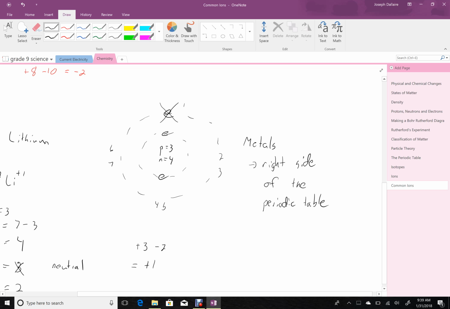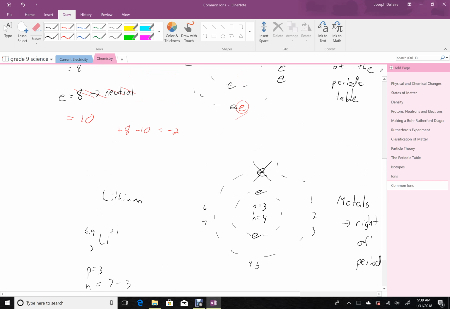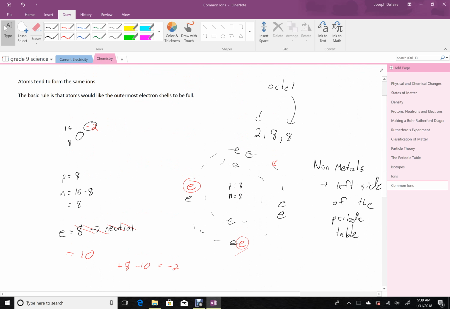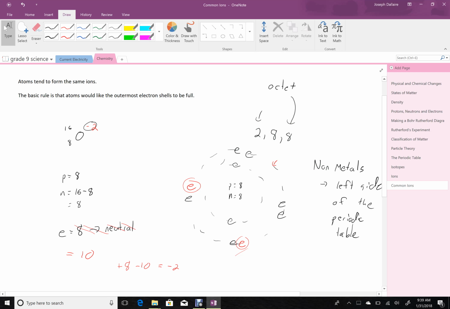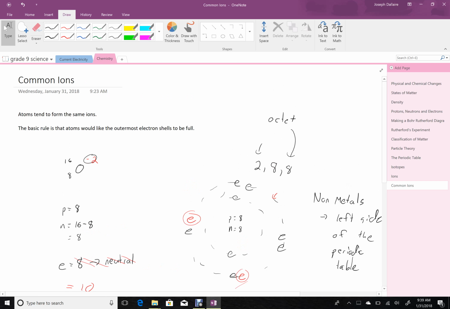As we explore the periodic table in more detail, we'll look at trends in the valence electrons of the periodic table, and we'll figure out what common ions things tend to form. And as a result, we'll see many patterns on the periodic table that show us why it was arranged the way that it is. So that's common ions.